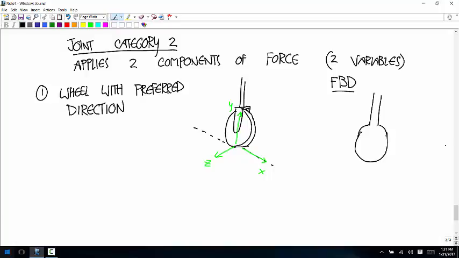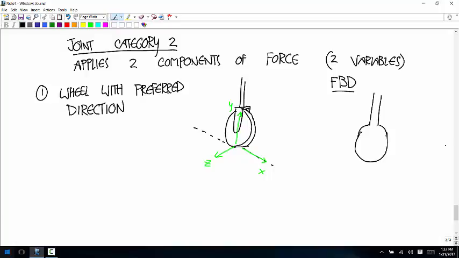Okay, so let's think about what degrees of freedom are restricted here. This can roll freely along the x-axis, so there's no force applied along the x-axis. It isn't free to slide along the z-axis, and it isn't free to sink into the floor. So there are components of force in the z direction and the y direction.